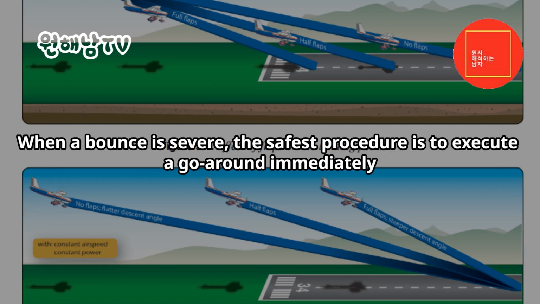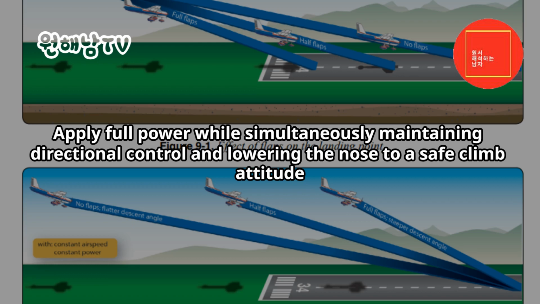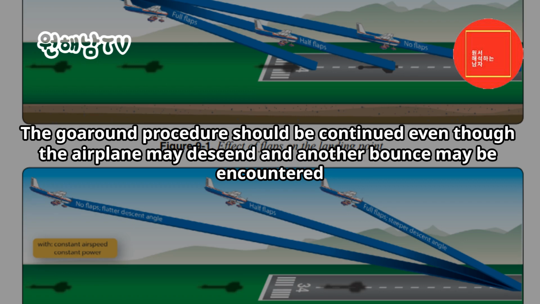When a bounce is severe, the safest procedure is to execute a go-around immediately. The pilot should not attempt to salvage the landing. Apply full power while simultaneously maintaining directional control and lowering the nose to a safe climb attitude. The go-around procedure should be continued even though the airplane may descend and another bounce may be encountered.